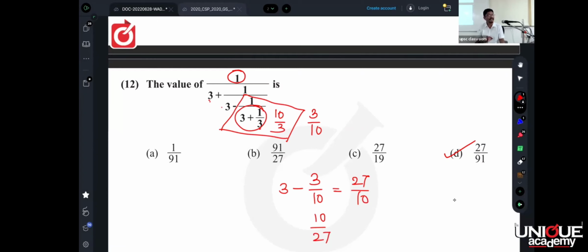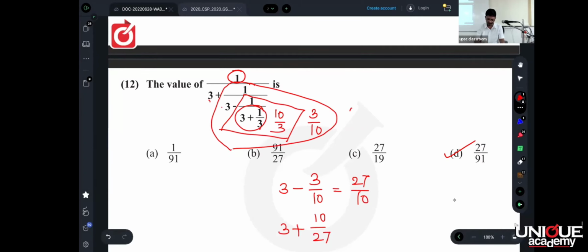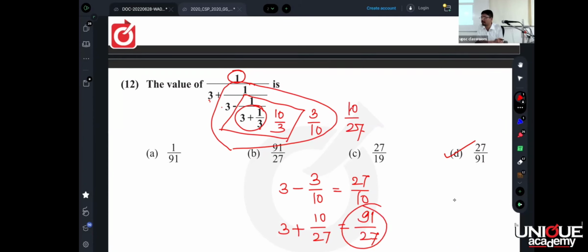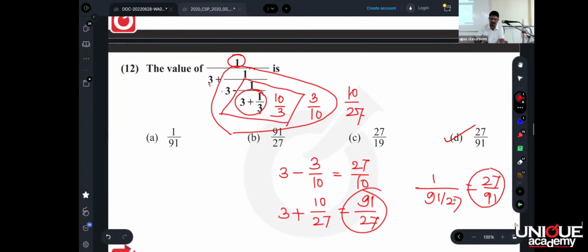Is it clear? So this one is 10 by 27. Now in 3 it is added. So 27 3s are 81 plus 10, 91 upon 27. 91 upon 27 is the denominator whose numerator is 1. Such a fraction is our answer. So 1 divided by 91 upon 27 is nothing but 27 upon 91, which is the answer. That is option D. Is it clear? Okay. So that was question number 12.